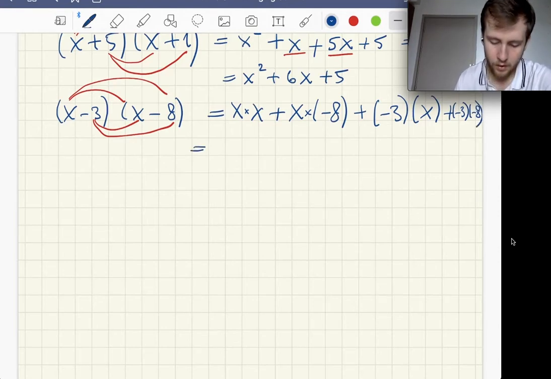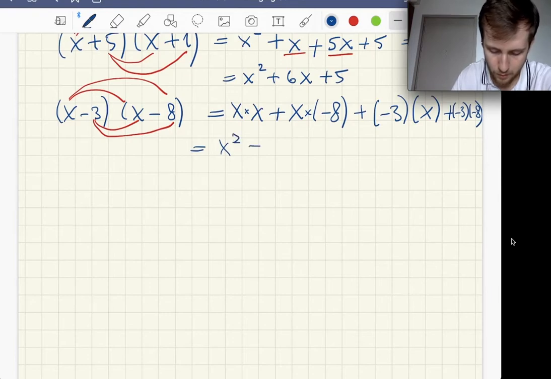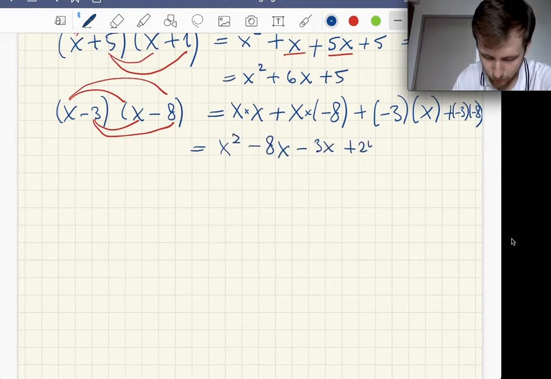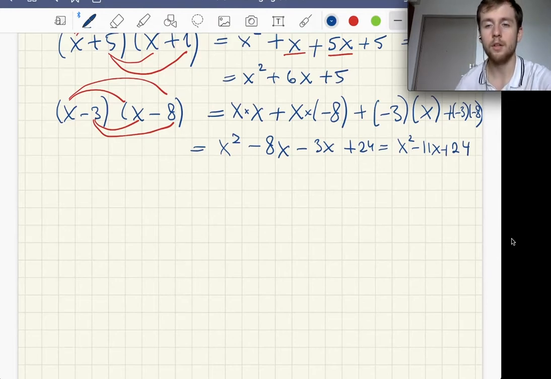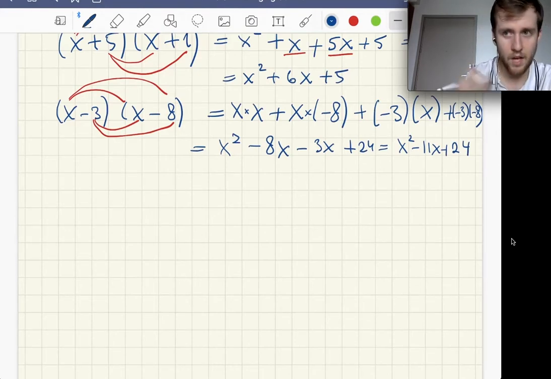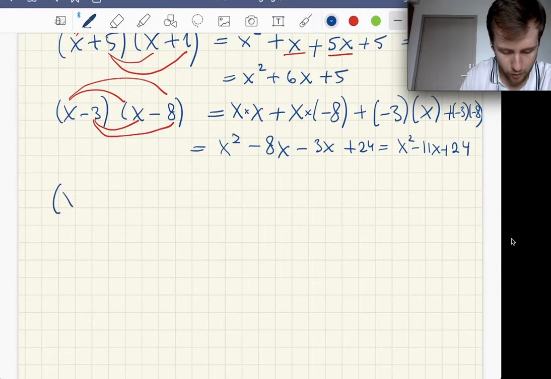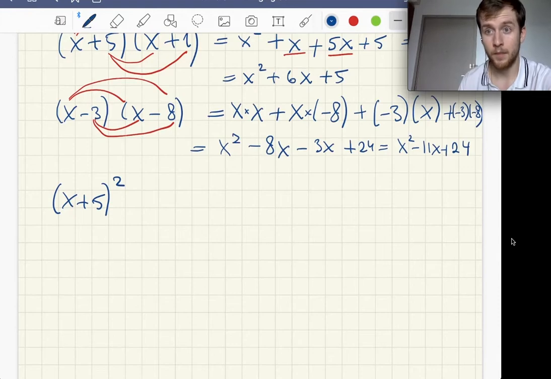You see? And then it's equal to x squared minus 8x minus 3x plus 24, which is equal to x squared minus 11x plus 24. Okay, and then I think we had one more example, which was with a square. So let's say we have x plus 5 squared. How do we do this?